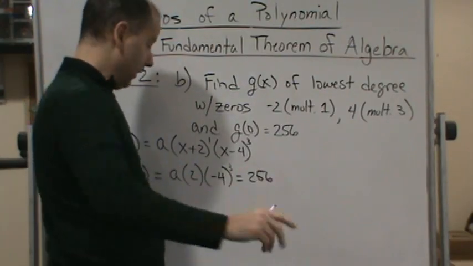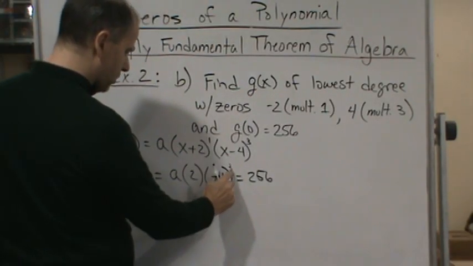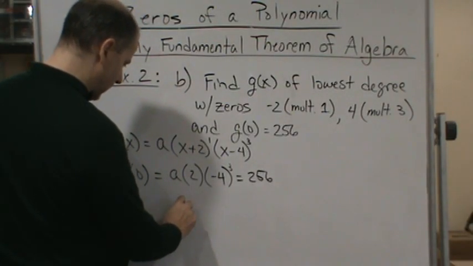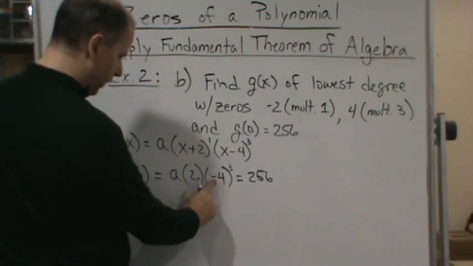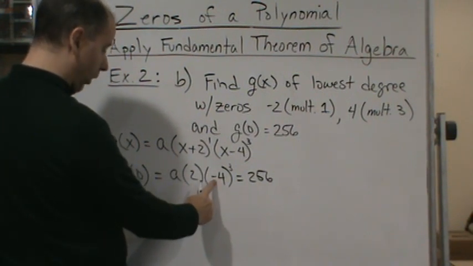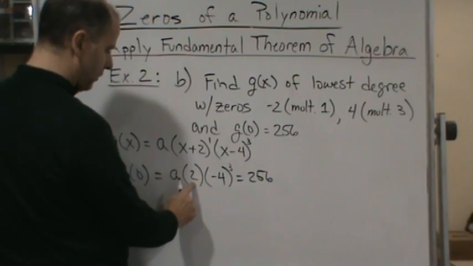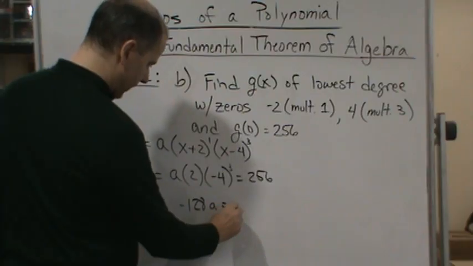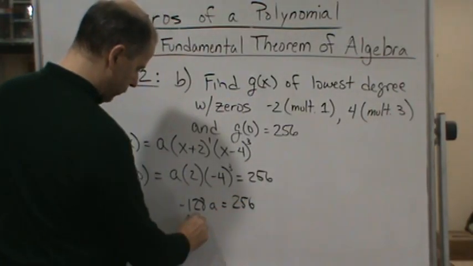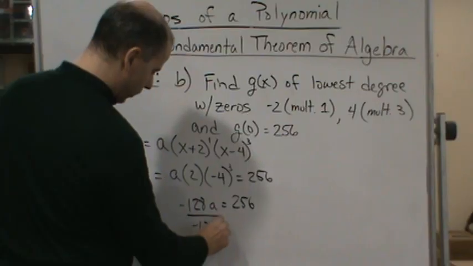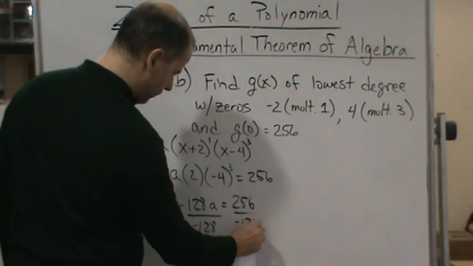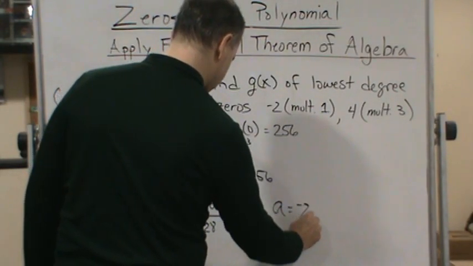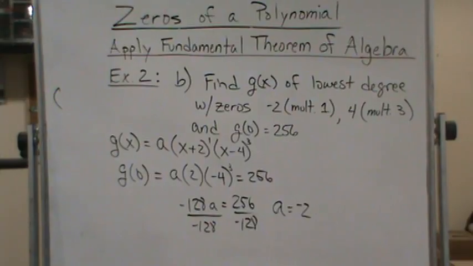So this reduces the -4 to the third, which means that this is going to be -64 times 2, which is -128 times a, equals 256. And so if we divide both sides by -128, okay, then we get the correct answer, which is a equals -2. Sorry about that. So a equals -2.